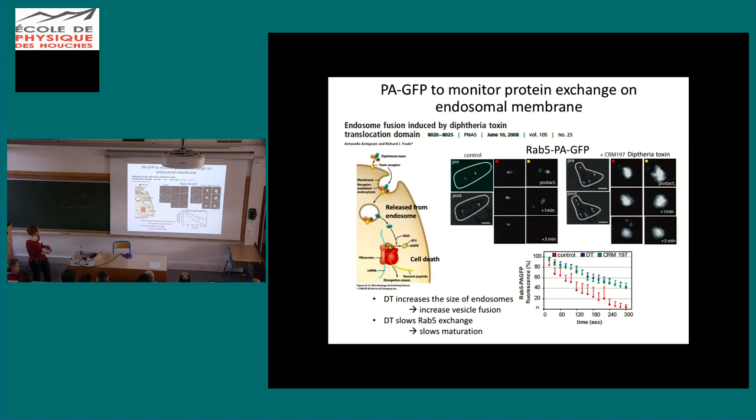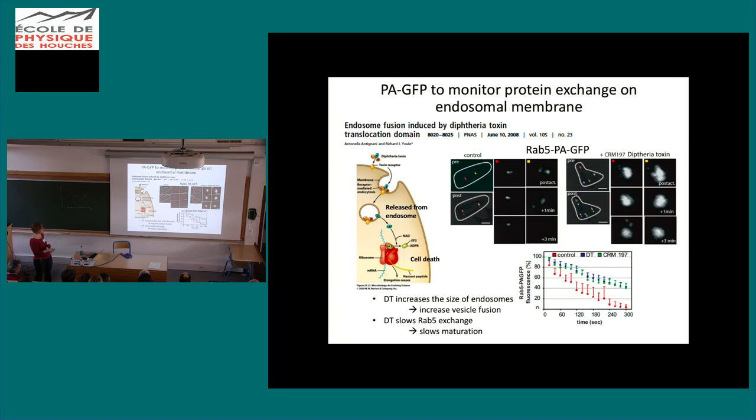And what they found, you can probably tell by comparing, this is wild type cells and these are cells treated with this diphtheria toxin, that when cells are treated with this diphtheria toxin, the endosomes get really big. Okay, so that's one thing. Here they're small, here they're very big. So this toxin increases the size of endosomes, which they said was due to increased fusion activities.